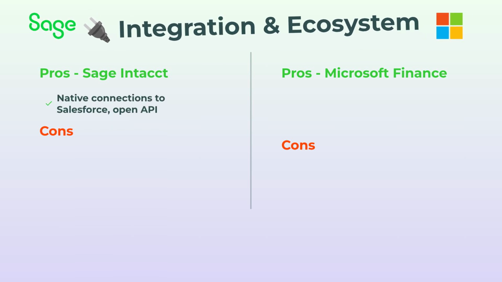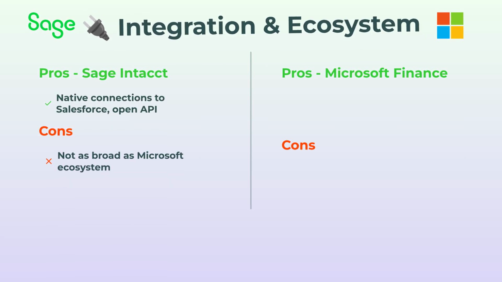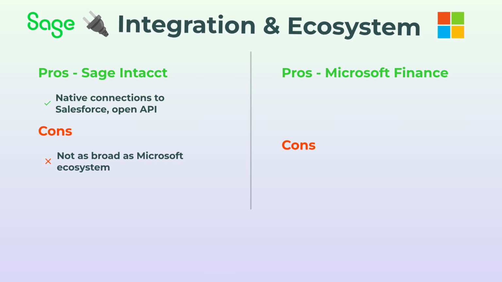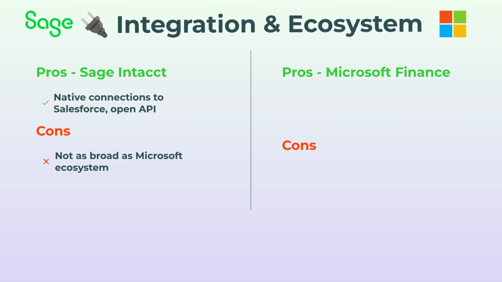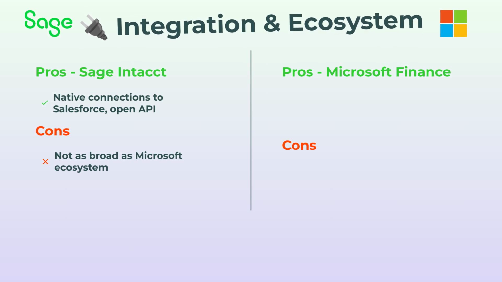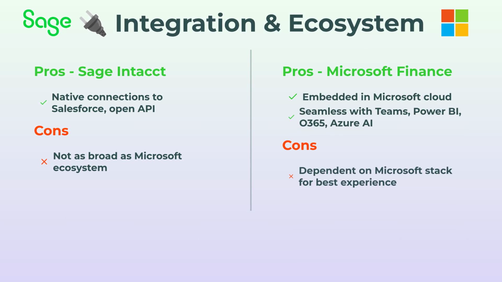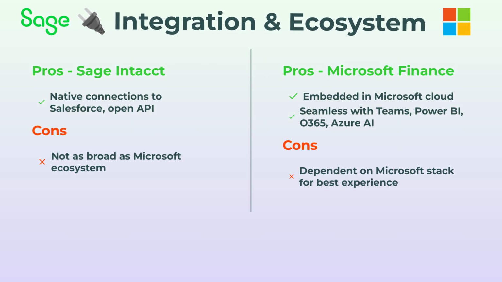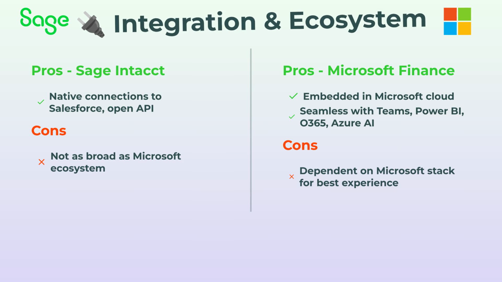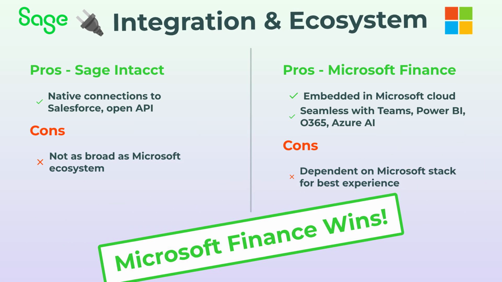Now for integration and ecosystem, and oh man, if you're living that Microsoft life, Dynamics 365 Finance is just home. It's deeply embedded with Teams, Power BI, your Outlook, the whole shebang. That's a huge plus. Sage Intacct isn't a slouch. It connects natively to Salesforce and has a nice open API, but it can't touch that Microsoft-everywhere experience. Worth noting, though, that you kinda need to be on the Microsoft stack to really feel the magic. So, ecosystem, this one is a clear win for Microsoft Finance.